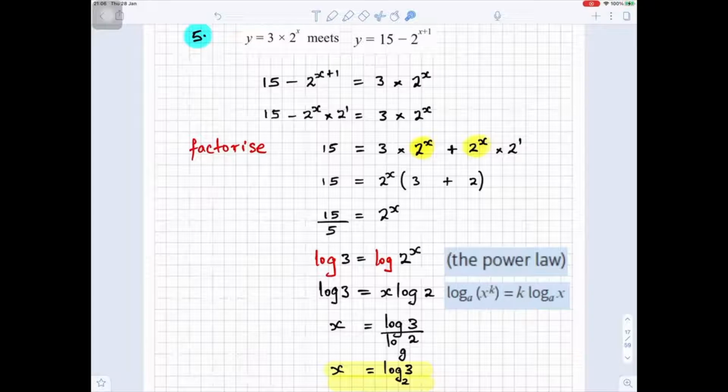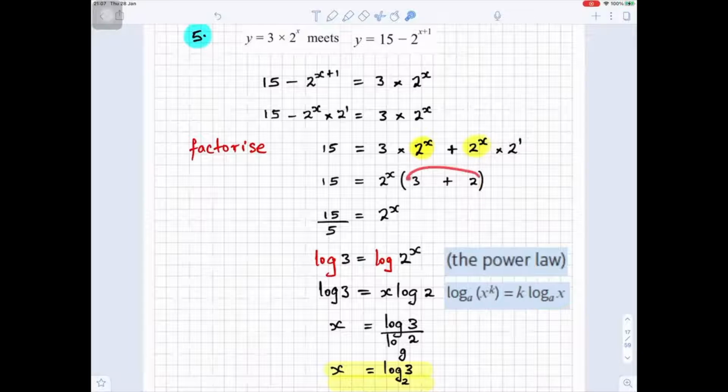So we can separate this, it will be 2^x times 2^1. After you separate it, you want to take that to the right hand side. It's minus 2^x times 2^1. It becomes plus 2^x times 2^1 when you take it to the right. So you're left with 15 equals 3 times 2^x plus 2^x times 2^1. We factorize. 2^x is common, so we take 2^x out of the bracket. We're left with 3 plus 2. 3 plus 2 is 5.